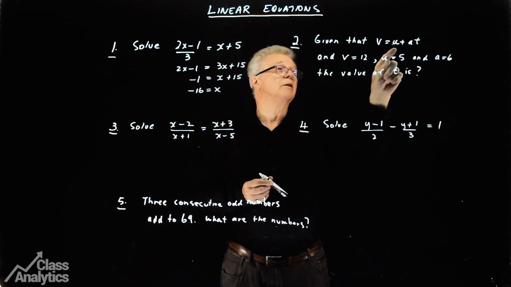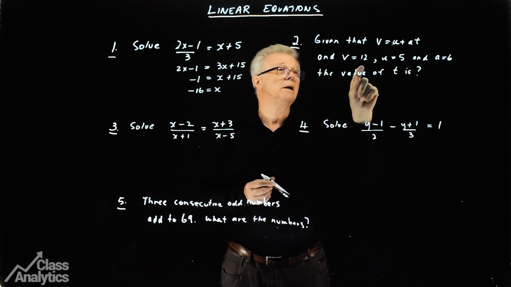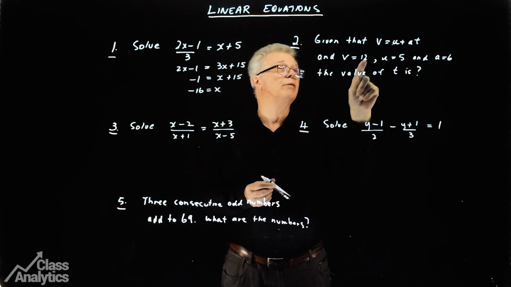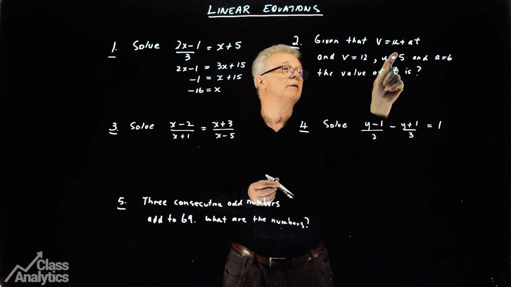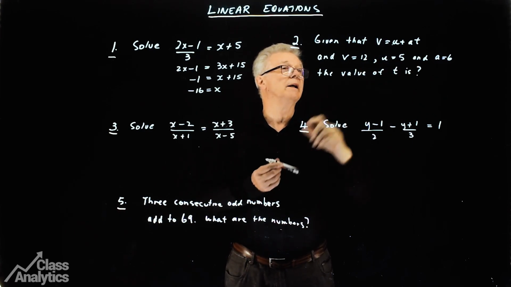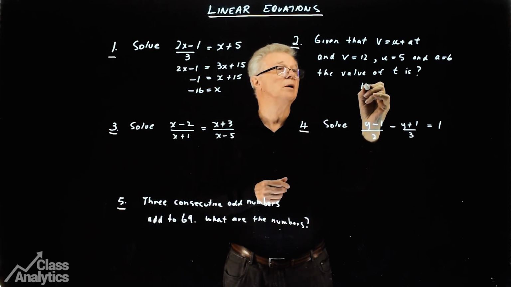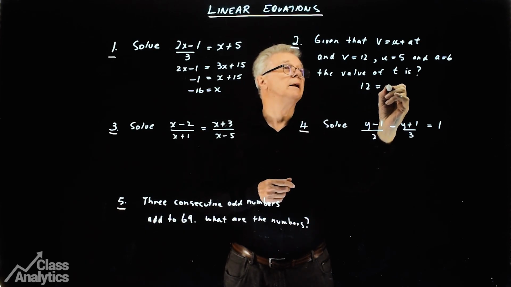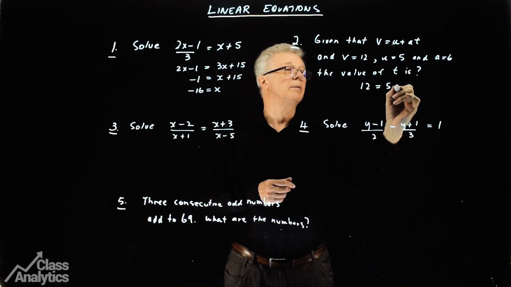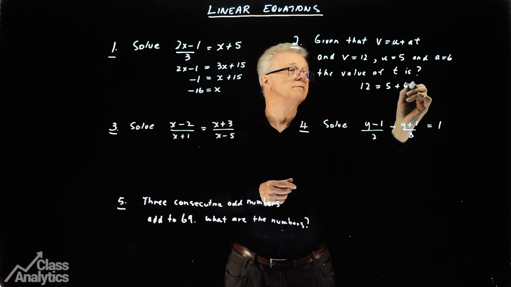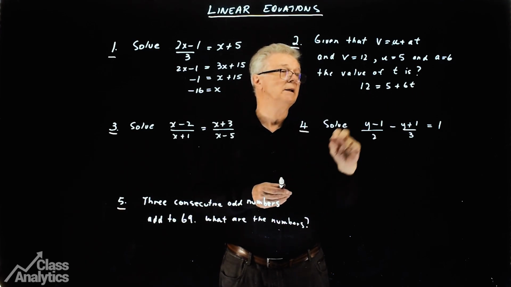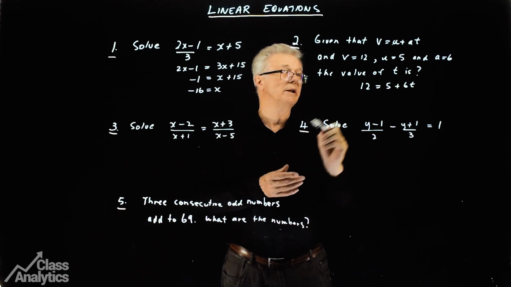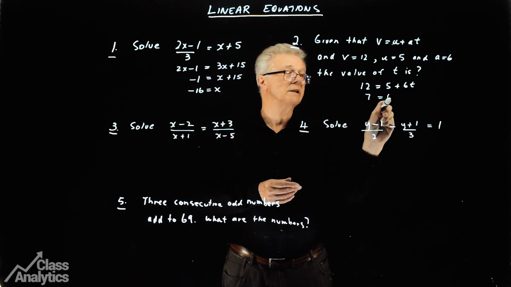All right, now this one here says substitution. Given that v equals u plus at is a physics formula, we have to put in 12 for v, 5 for u, and 6 for a. So we'll do that. So it becomes 12 equals 5 plus 6t. A very simple equation, isn't it? Subtracting 5 from both sides, you're going to get 7 equals 6t.